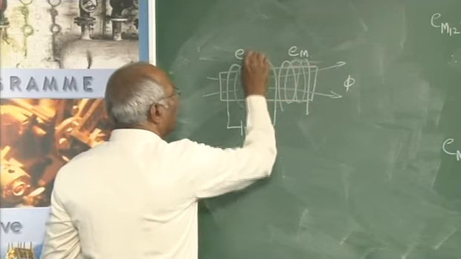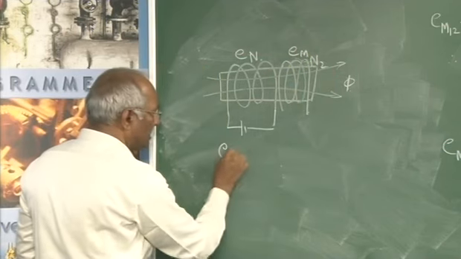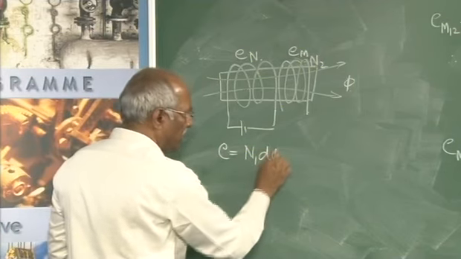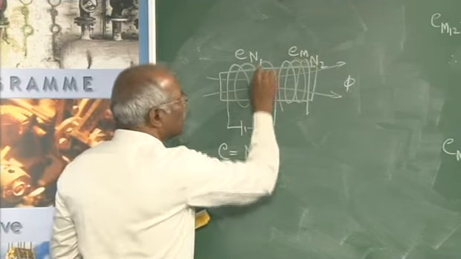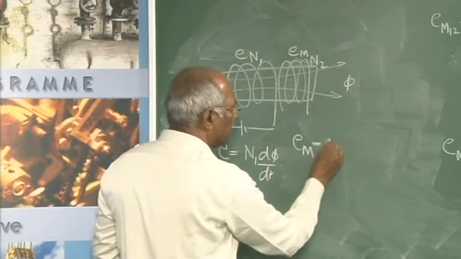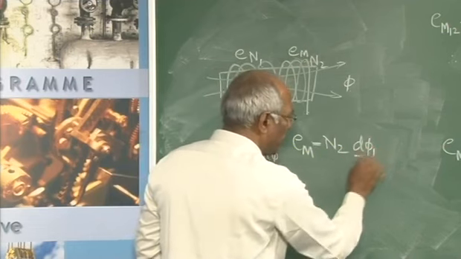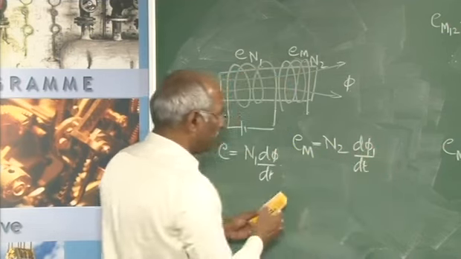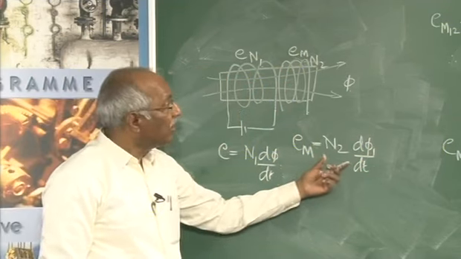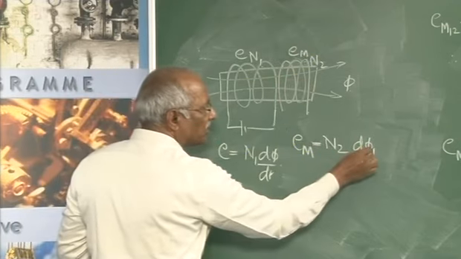If I have N1 turns here and N2 turns here, the self-induced EMF is E equal to N1 into d phi by dt. On the other hand, the mutually induced EMF is equal to N2 into d phi 1 by dt. That is the induced EMF in this coil in terms of the first.